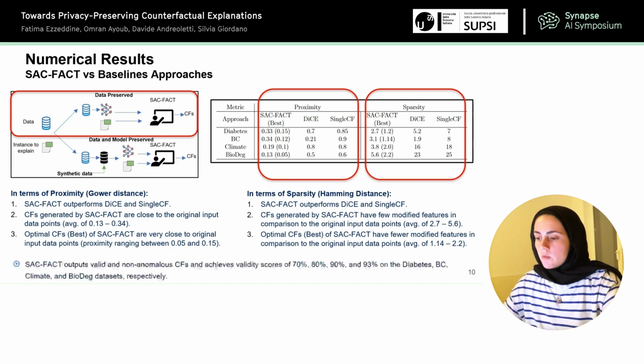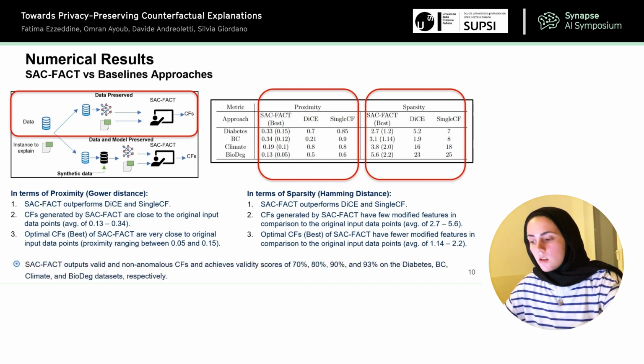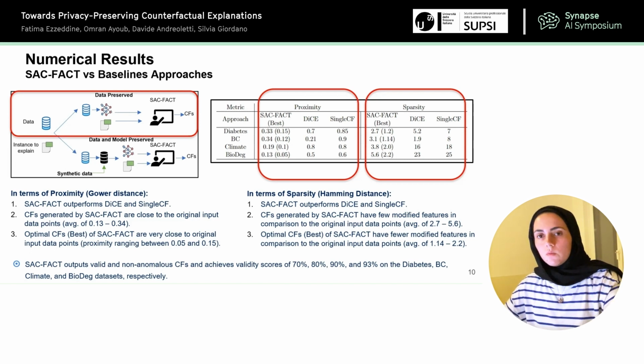While in terms of sparsity also, we can see that SAC-FACT is outperforming DICE and single CF and has fewer modified features compared to DICE and single CF. Also the same for the optimal counterfactuals that have very few modified features.